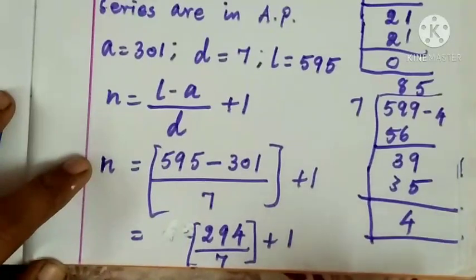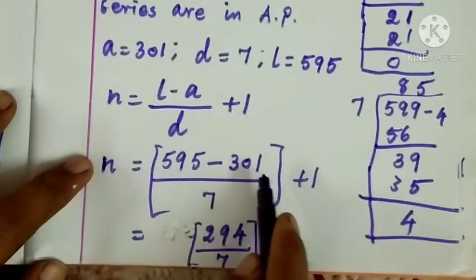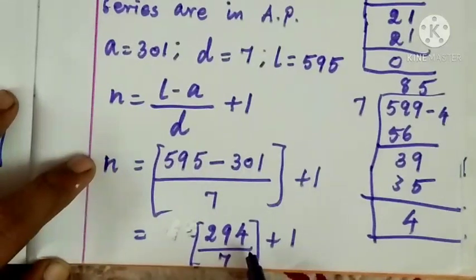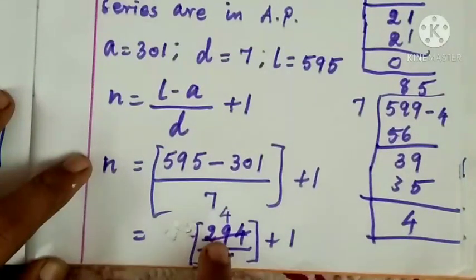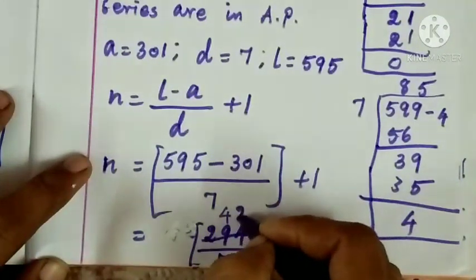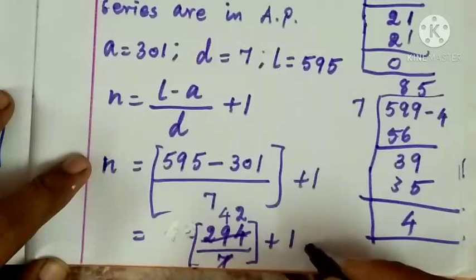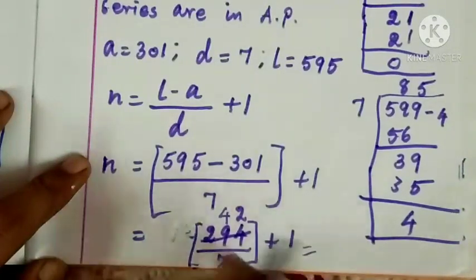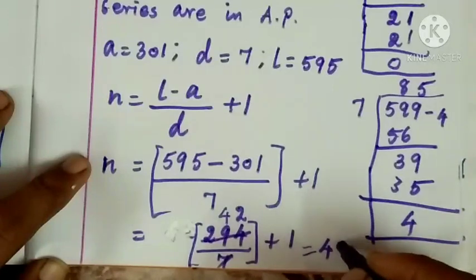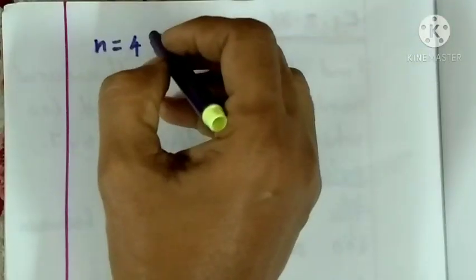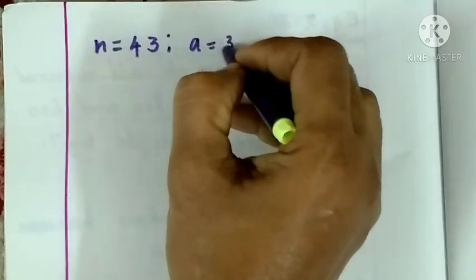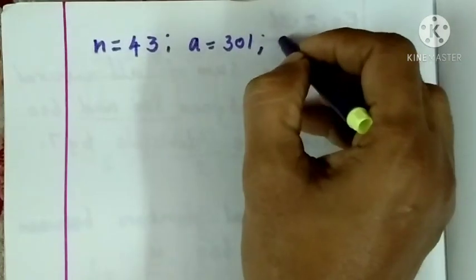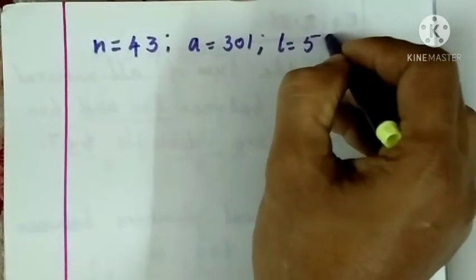To simplify, 595 minus 301 we get 294, divided by 7. Now cancelling by 7 table, 7 ones are 7, 7 fours are 28, remainder 1, 7 twos are 14. Therefore, the value of n is 42 plus 1, we have 43. To take down and write, the value of n is equal to 43, a is equal to 301, then l is equal to 595.